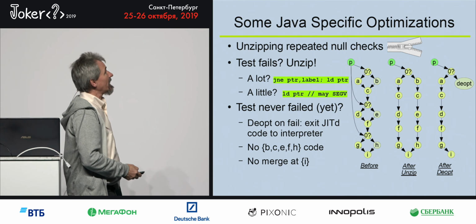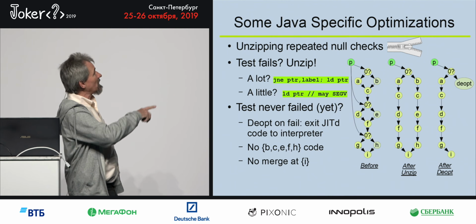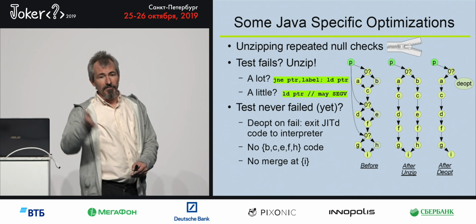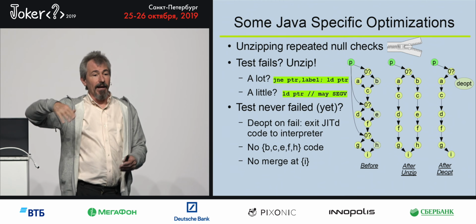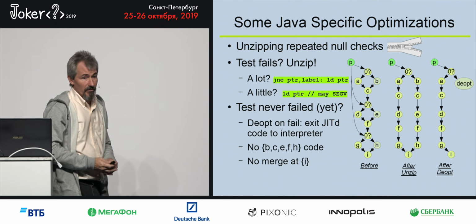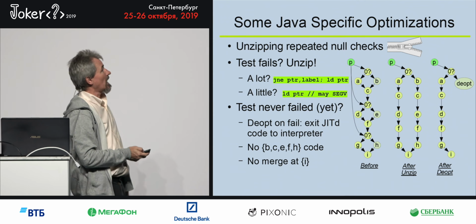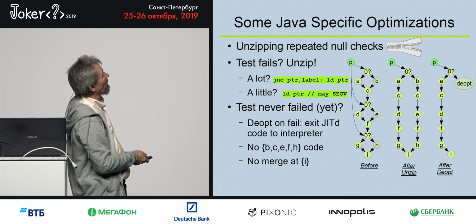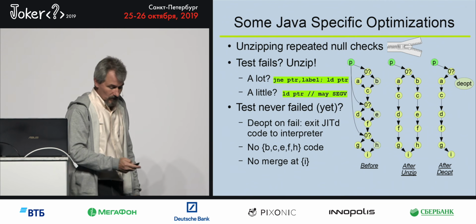But it might also be the case that the test hardly ever fails. So if it's never failed yet, I can just cut it off and say, go to the interpreter if it ever fails. And now that I don't have to deal with that path, then I have one straight line piece of code, no replication, and in fact, no merge point either. This is a very common strategy that shows up all the time that people don't realize the unzipping operation happens.